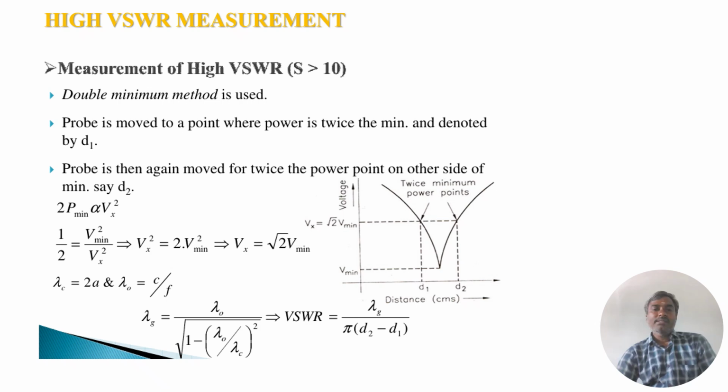After that, lambda c can be calculated by using the formula 2a, where a is the broader dimension of the waveguide. Then lambda naught is calculated by using the formula c by f. c is the velocity of light, f is the frequency of the microwave signal. Then by using the formula, lambda g can be calculated. Lambda g equals lambda naught by root of 1 minus (lambda naught by lambda c) whole squared. From that, we can get the VSWR value. VSWR equals lambda g by pi times (d2 minus d1).